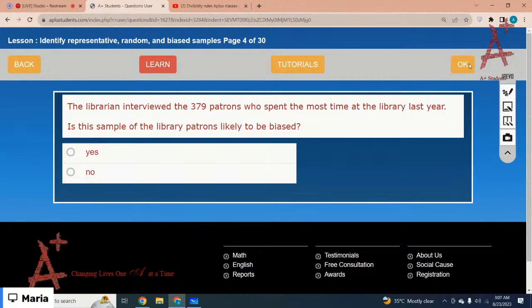The librarian interviewed the 379 patrons who spent the most time in the library last year. Is this sample likely to be biased? Which is the correct option? Yes, they are biased, because the ones who spent most of the time in the library might not be similar to the other ones. So it is likely to be a biased sample. The correct option is yes, it is a biased sample.